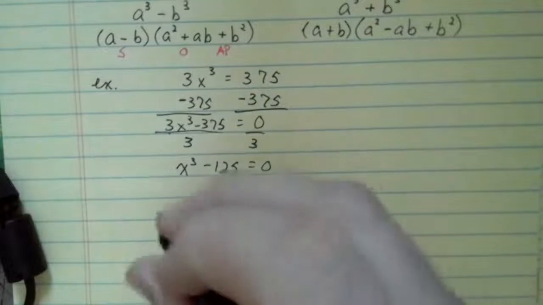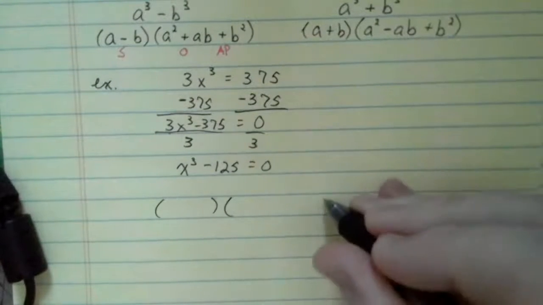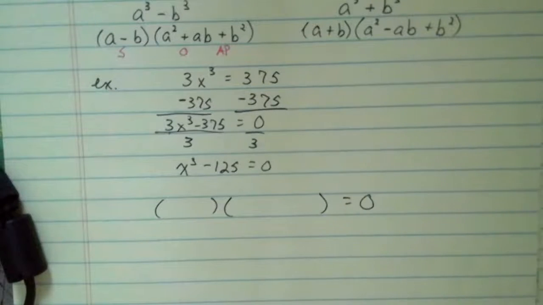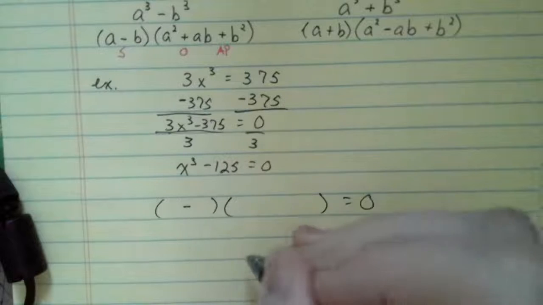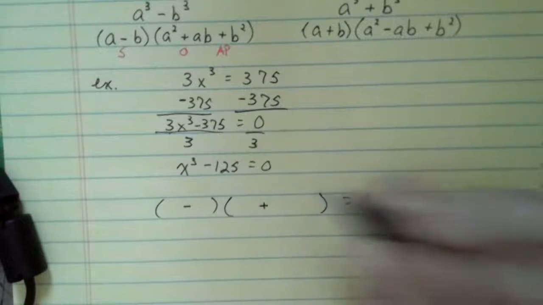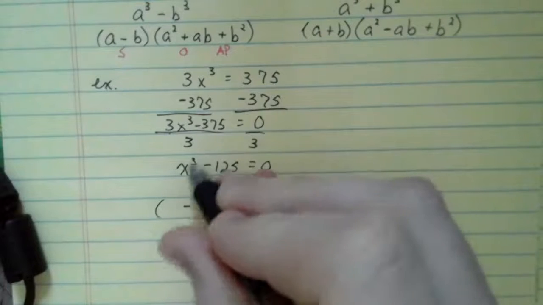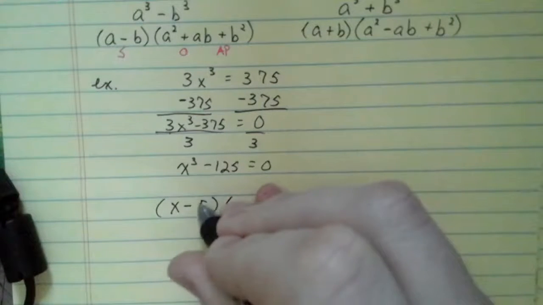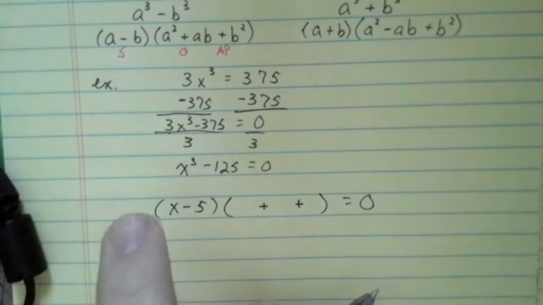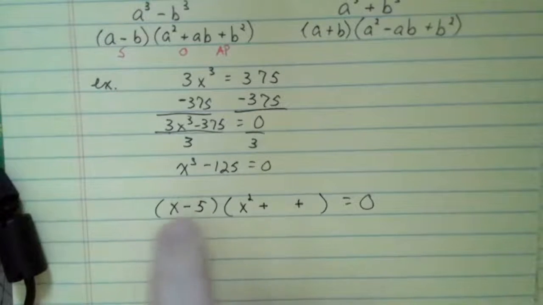So I'm going to go ahead and set up my pattern. I know there's going to be a binomial. I know there's going to be a trinomial. And equals 0. So first I'll fill in my signs. This one's going to be the same. This one's going to be the opposite. And this one's always plus. Now the cube root of x cubed is x. The cube root of 125 is 5. And now I'll do my taps. x squared. 5x.